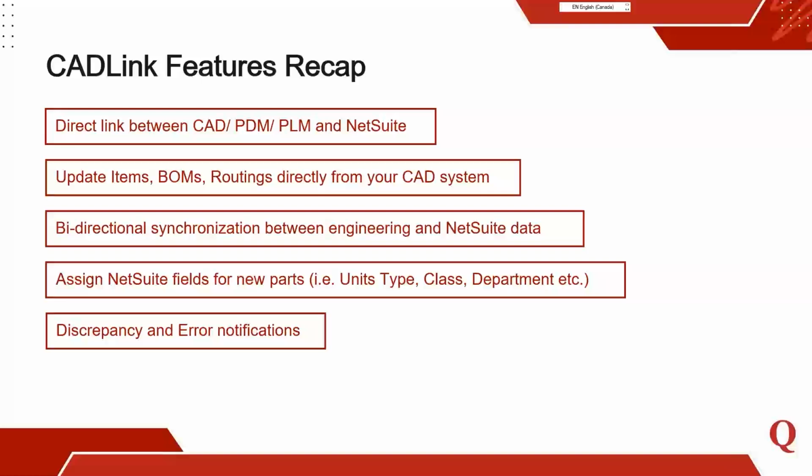Next, we've also got the ability to assign NetSuite specific fields for new parts in order to ensure that the item creation process is completed successfully. And then lastly, discrepancy and error notifications. This ensures that all of the NetSuite rules are being followed via the CADLink tool.